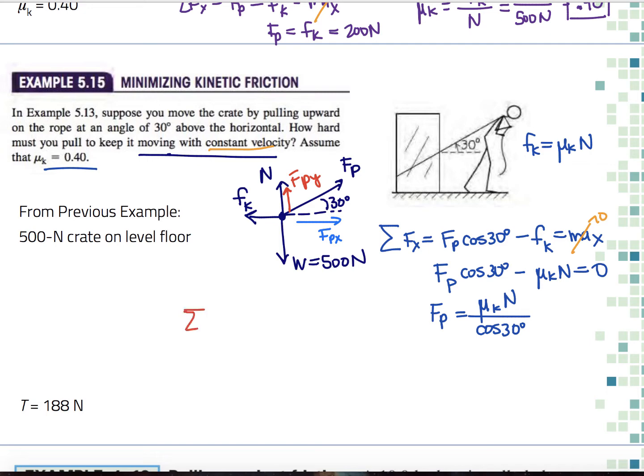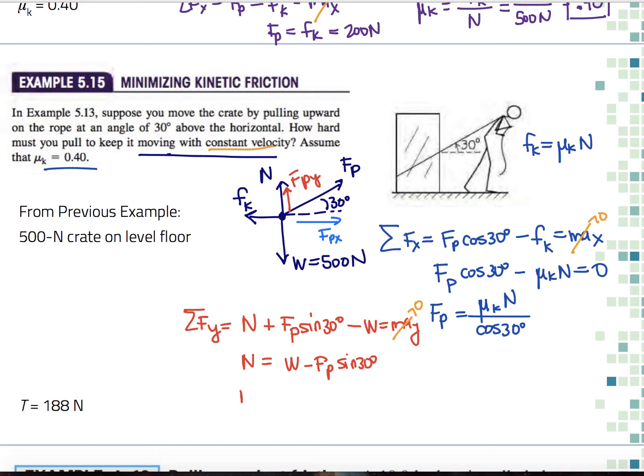So for the y direction, I have the following forces. I have a normal force acting up. I also have the y component of the pulling force, so that's Fp times the sine of 30 degrees. And then I have the weight acting downwards. And this is equal to ma in the y. Well, I am still moving at constant velocity. I'm not accelerating in the y direction, so my y acceleration is 0. So my normal force is actually going to be my weight minus Fp sine 30.